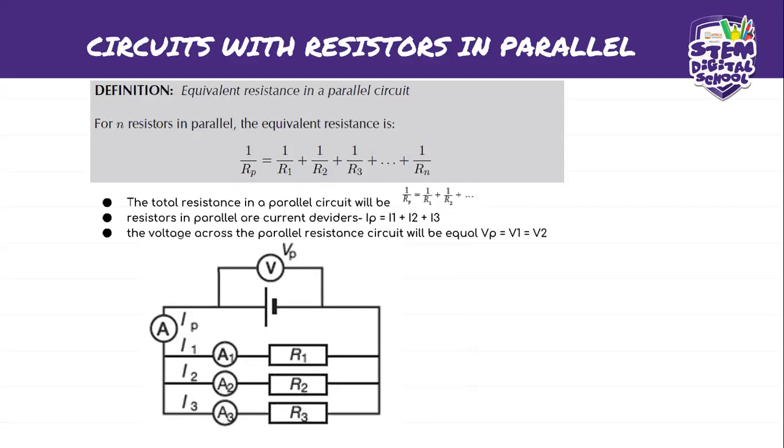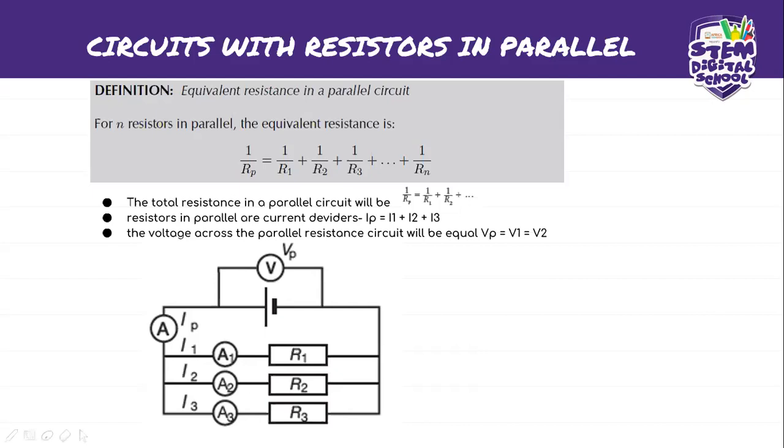The resistors in parallel are current dividers. So in this case, remember before for series, we said they are voltage dividers because the current is the same in the entire circuit. But in this case, the voltage is what is equal in all stages, because with a voltage you can only calculate it across. So if you find it across here, it's going to give you the same voltage on both sides.